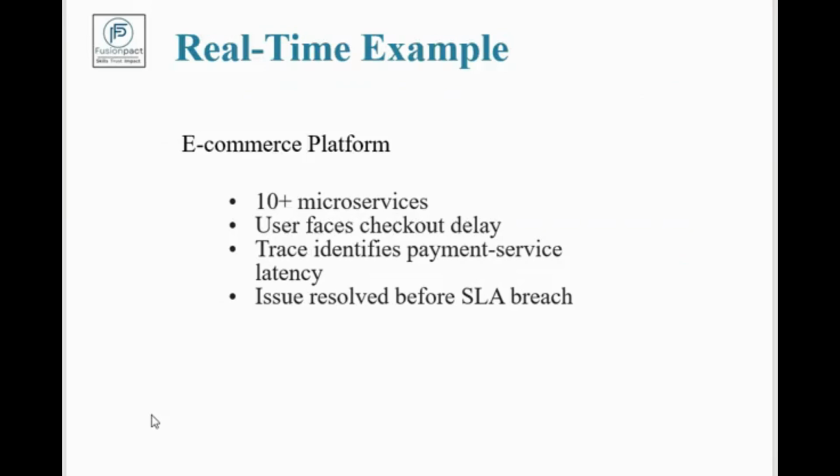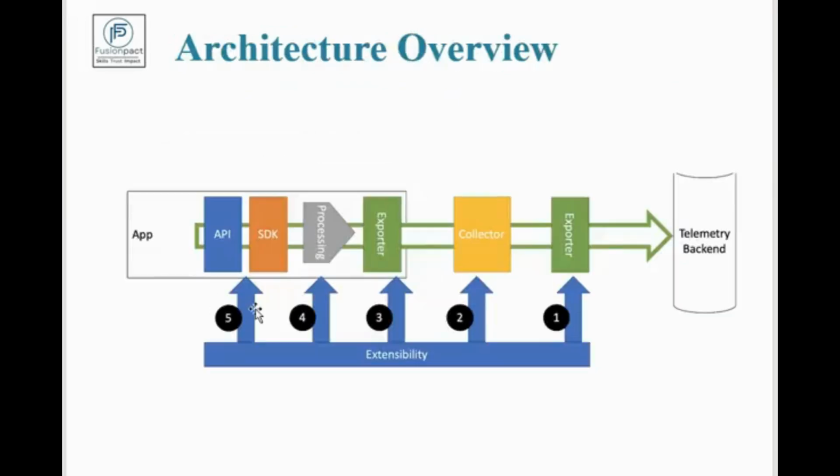But with OpenTelemetry, it creates a trace for that single checkout request. This trace follows the request step by step across all services from front end to back end. The trace highlights that the payment service is taking too long, so engineers can instantly know where the problem occurred and where it is from. No guessing, no manual log searching. Issues are fixed before customers complain. This improves system reliability and trust between customers and users.